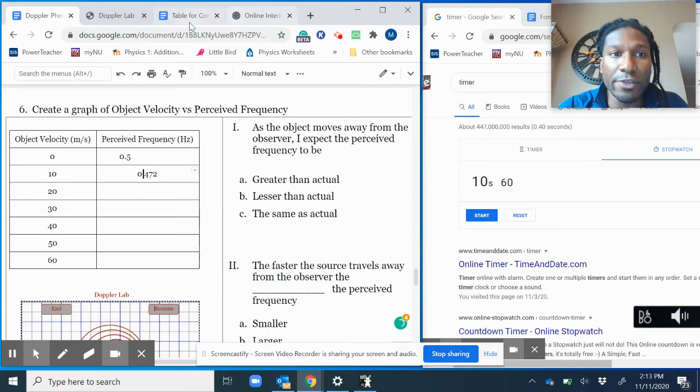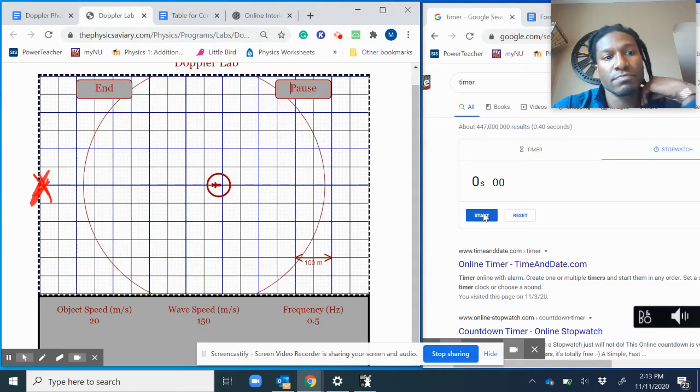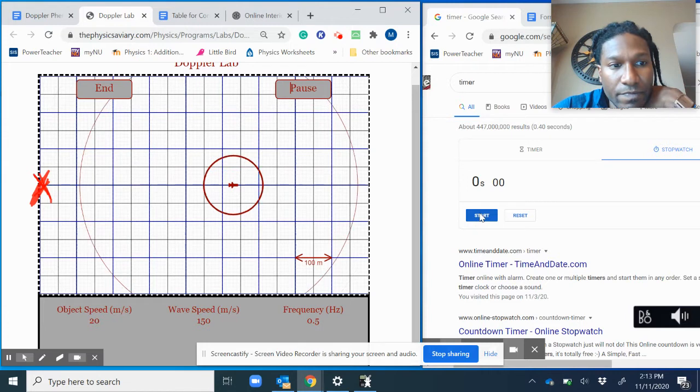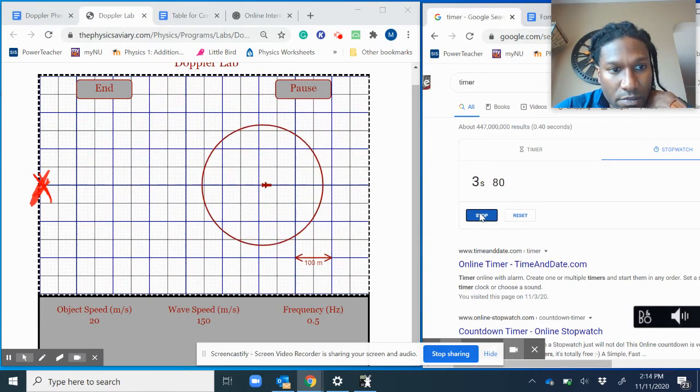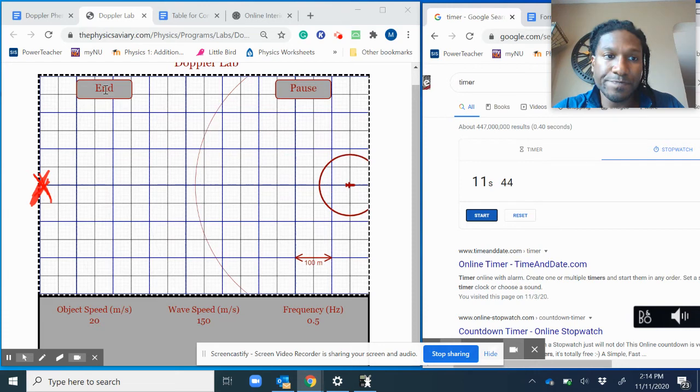Okay, I'll do one more for you. The next setting is 20. So I'll go up to 20 and same deal. I'm going to wait for one of these to hit and then I'll count. Okay, I'll use this wave. Start. 1 wave, 2 cycles, 3 cycles, 4 cycles, 5. At 11.44. I can end that.